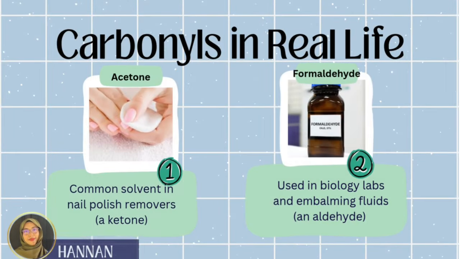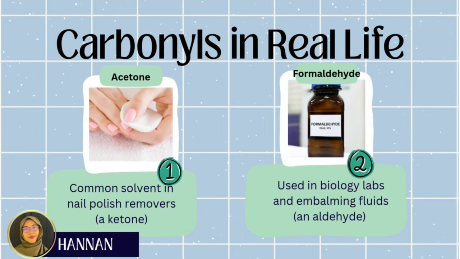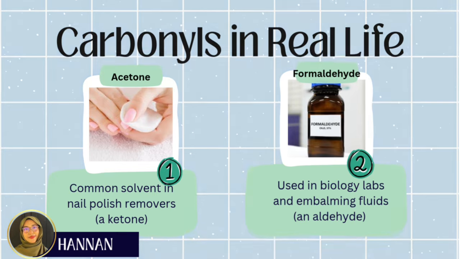Now let's look at where we find carbonyl compounds in our everyday life. On the left, we have acetone, which is a ketone. It is commonly used as a solvent in nail polish remover because it evaporates quickly and dissolves nail polish effectively. On the right is formaldehyde, an aldehyde. It is widely used in biology labs for preserving specimens and is also found in embalming fluids. These examples show that carbonyl compounds are not just part of a chemistry lesson. They actually play a big role in real-world products and industry.